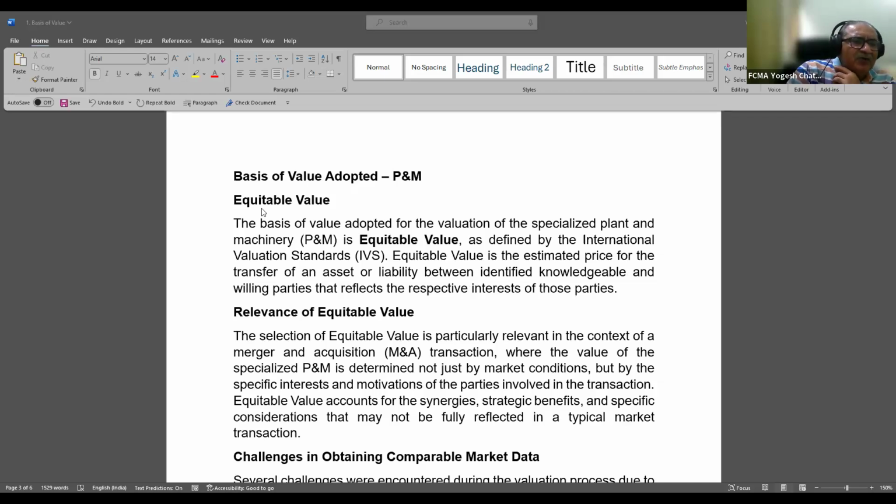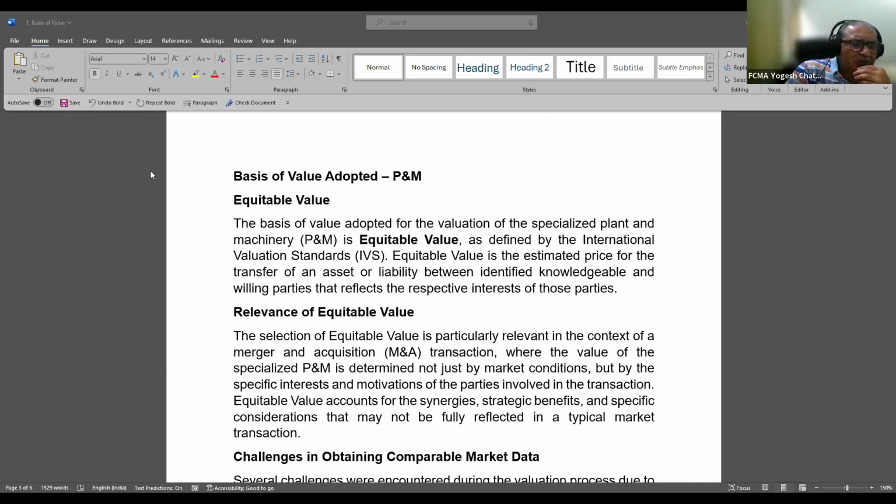Equitable value, as we all are aware, is considered as the basis of value in mergers and acquisition transactions. Very important. So here we have hypothetically assumed the transaction is related to mergers and acquisition. These transactions are very high value transactions, we all will appreciate that. And the basis of value is equitable value.